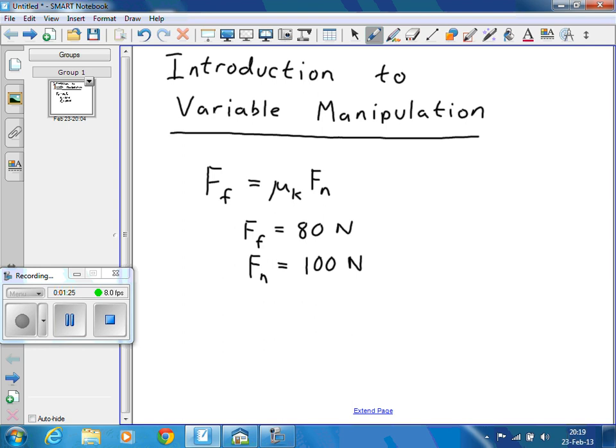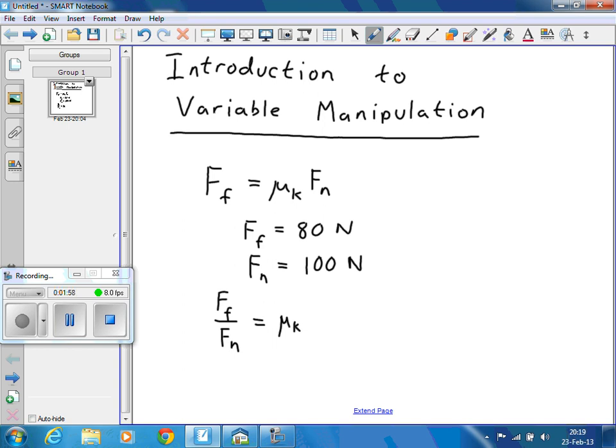But here's what I want you to do. Instead of plugging in those numbers right away, I want you to rearrange the equation so that only the coefficient of kinetic friction is on one side of the equation. I want you to get rid of all the other stuff, move it to the other side of the equation, and then plug in the numbers. Here's what I mean. I want to get the coefficient of kinetic friction all on its own in this equation. So I'm going to divide the normal force over to the other side of the equation and end up with an equation that says friction force divided by normal force is equal to the coefficient of kinetic friction.